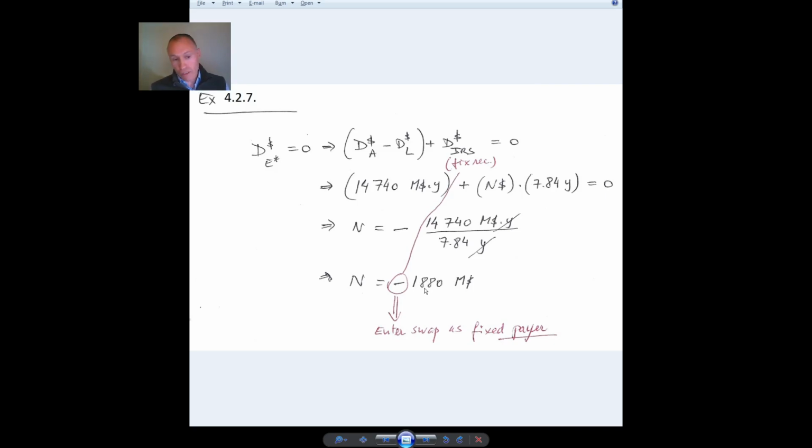And that's it. Just one more detail, which is, again, the signs matter. So I started by computing the dollar duration of the swap for the fixed receiver. At the end of the calculations, I find the notional with a negative sign. So if I find a negative sign for the notional, it means that I should trade a swap not as the fixed receiver, but as the other side of the swap, as a fixed payer. So the bank should enter into the swap as a fixed payer, and that should be the amount.